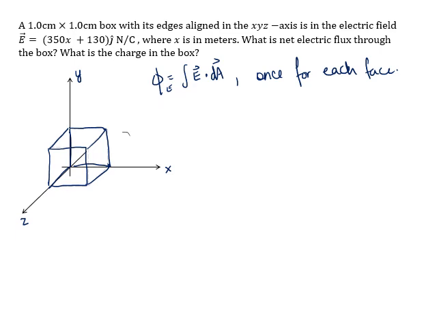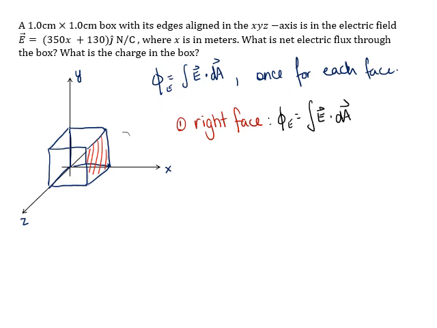Okay, let's start with the right-hand face. So let's start with this face right here. And why don't we even just shade that in so we remember what we're talking about. So there's the right-hand face. Let's write down Gauss's law. Net electric flux is the integral of E dot dA.